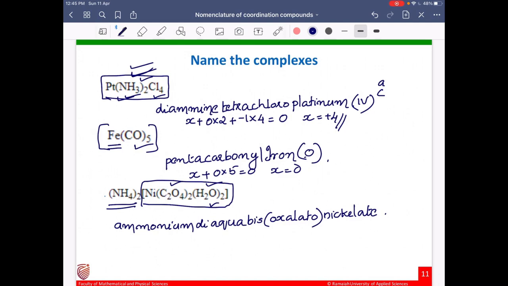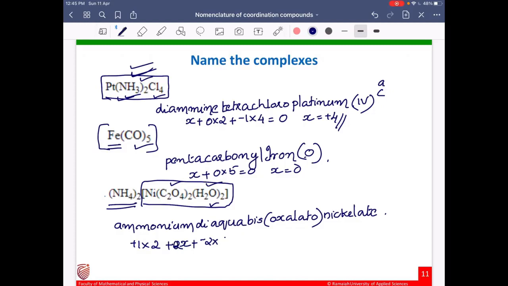Not over, we have to find its oxidation state. How will we find the oxidation state? That we will study now. Ammonium, we know that it has a charge of +1. So how many are there? 2. Nickel, we don't know the charge, X. But total 2 nickels are there. So it will be 2X. Plus oxalate, we know the charge as -2.